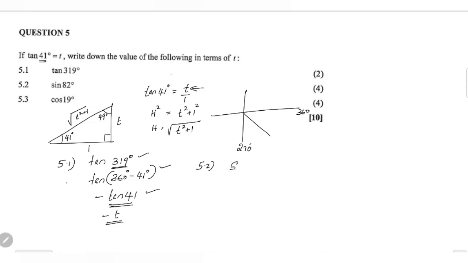What is that? Sine 82 degrees. Look at the angle 82. What I am looking for is 41. I want something in terms of 41, then only I can bring t there. So 82 and 41, is there any connection? If you apply a reduction formula, 90 minus 8 is 82. So 41 is not coming anywhere there, isn't it?